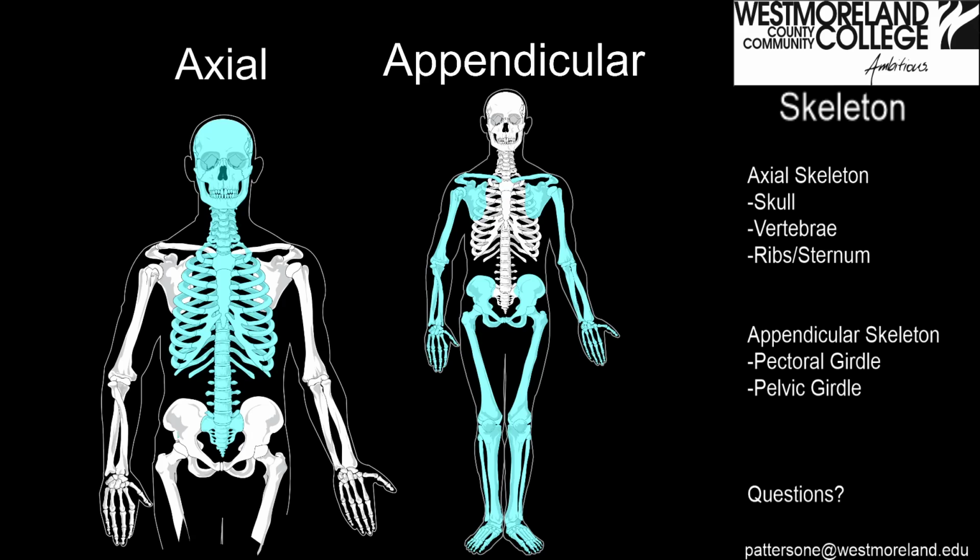Looking at the appendicular skeleton on the right, these are the appendages. So everything from the pectoral girdle and the scapula and the clavicle through the arm bones, down through the os coxes and the femurs and the bones of the leg. So these are the appendages.